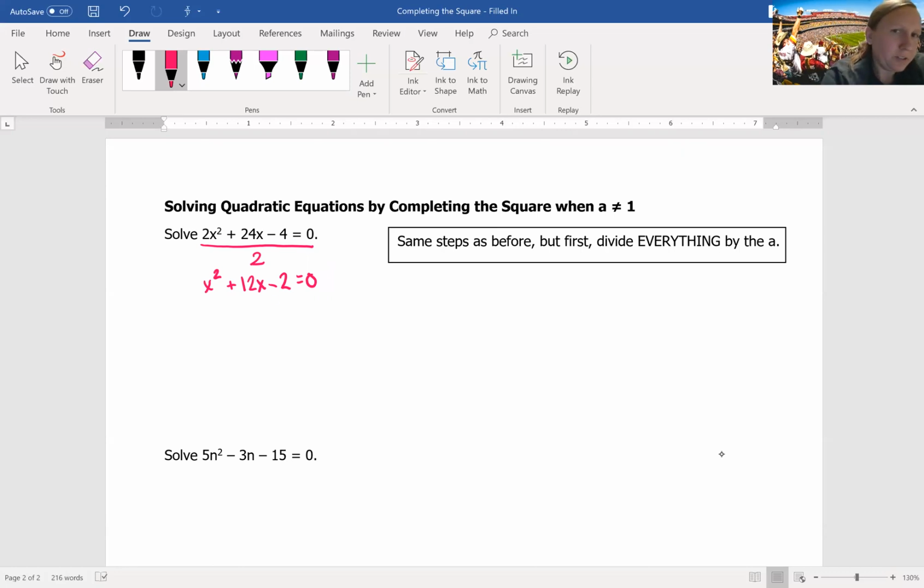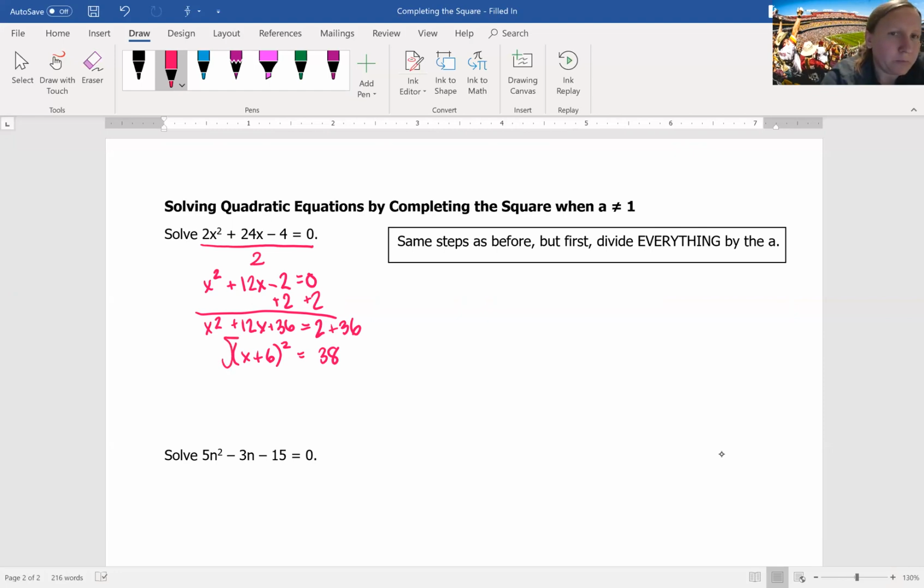So I'm going to add 2 to move my constant over. I get x squared plus 12x equals 2. I need to find the number that completes the square. Take b divided by 2, which is 6. Square that is 36, but do it to both sides. My left side is really x plus 6 squared. My right side is 38.